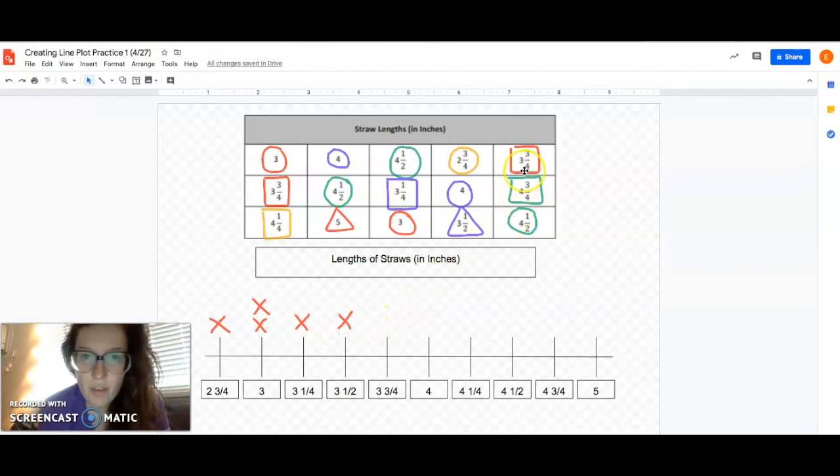3 3/4. Ooh, I see 2 red squares there. Yep, so that value showed up twice. Okay, 4. I see 2 blue circles. 2.